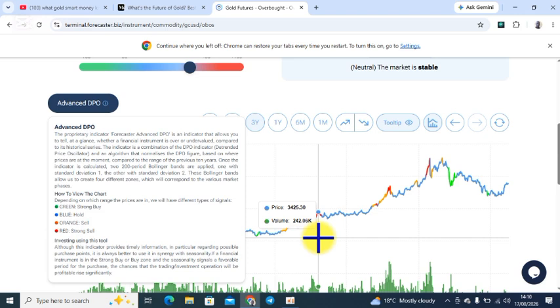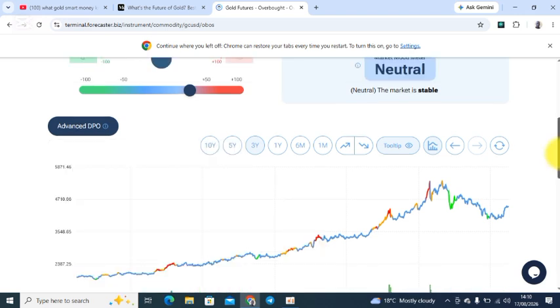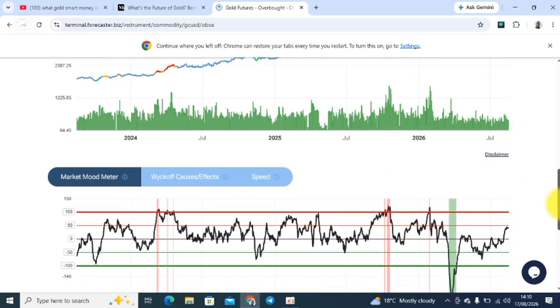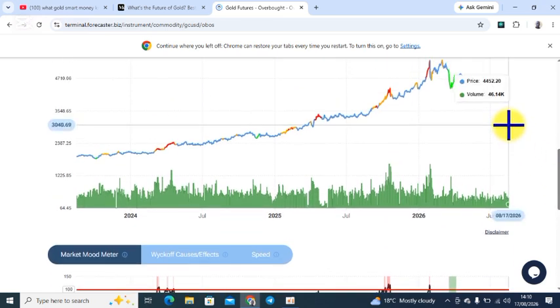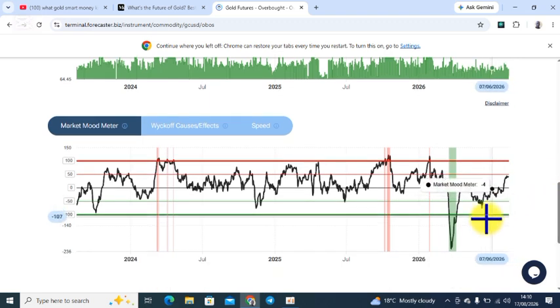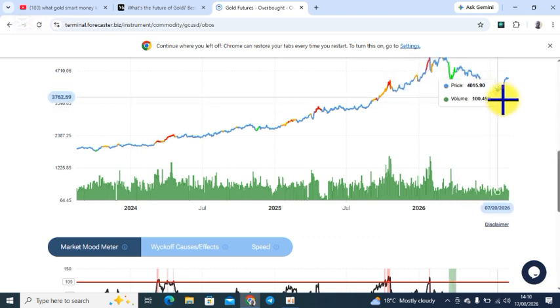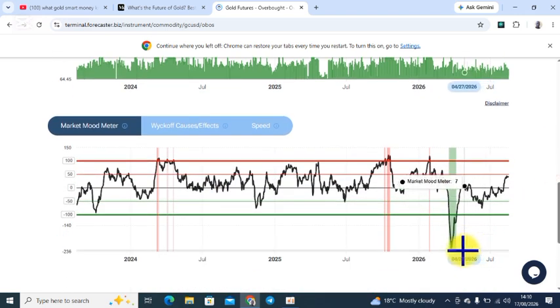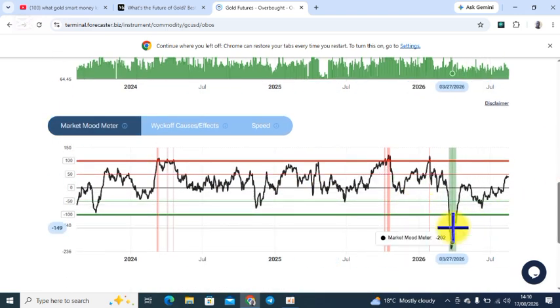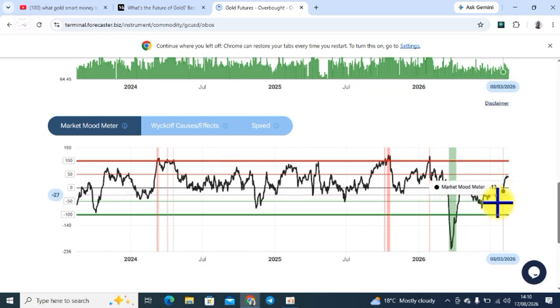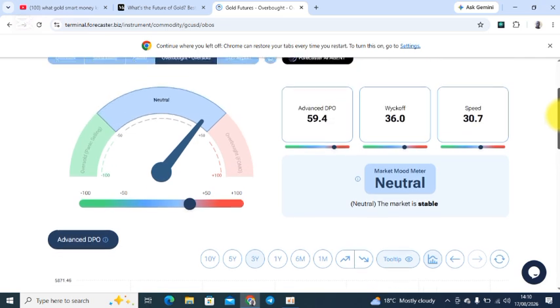I'll show you the chart on my broker, on what I call the MT5 chart. Okay, so there was also a divergence between price when I entered, because you can see this is creating higher lows when price was creating lower lows. So that's the divergence I spotted from here. And when I saw the market mood meter creating higher lows, I knew there was an opportunity to enter this trade.